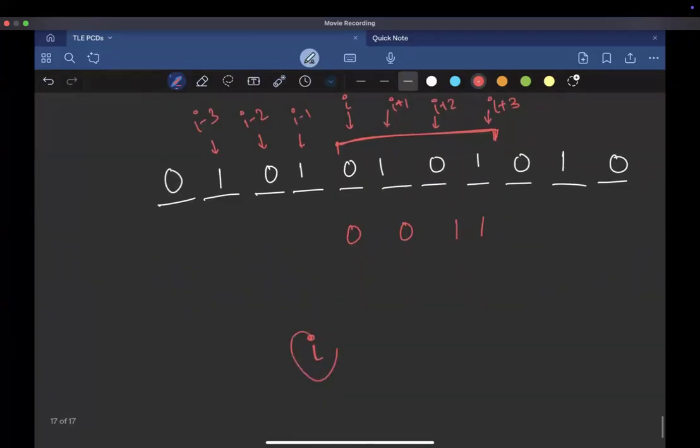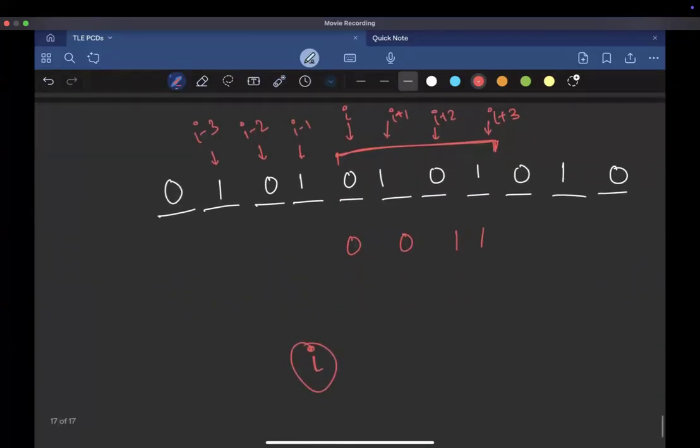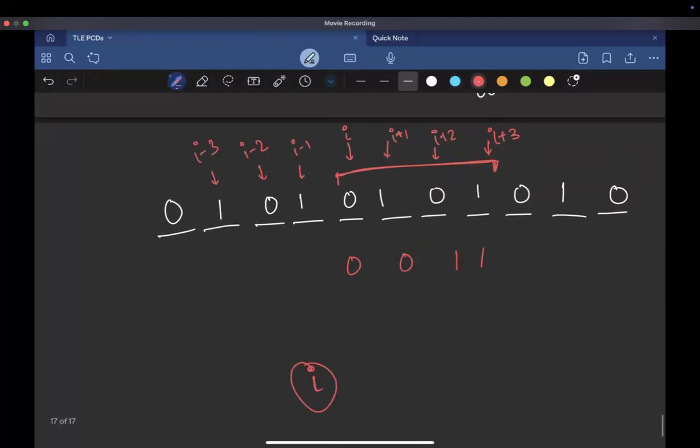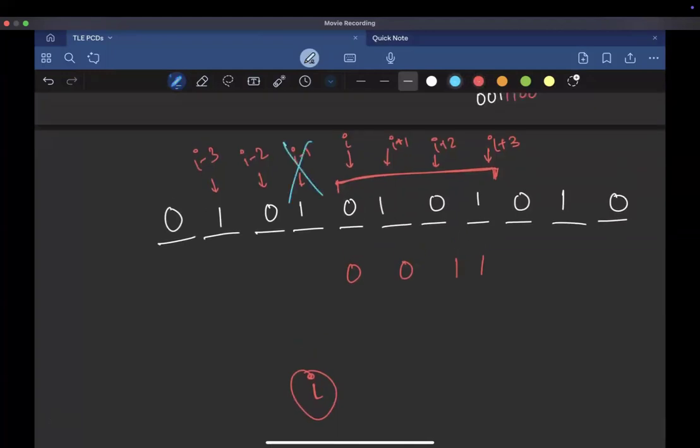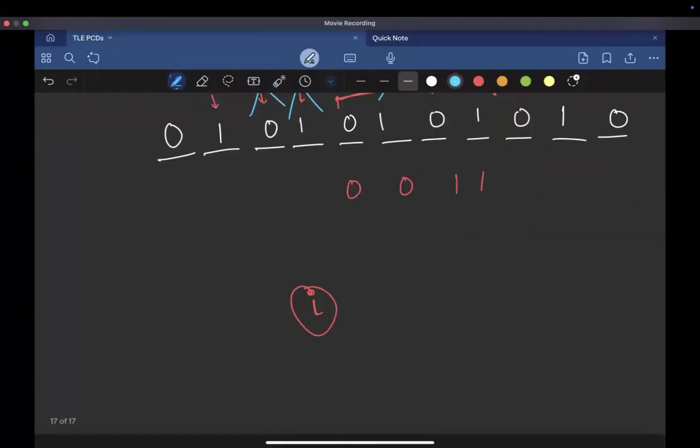Then if you chose some I, you cannot choose I minus 1 or I minus 2 or I plus 1 or I plus 2. Those options would not be there for you. And now, if you choose some index I, then you can still apply an operation on any index j, such that j is less than or equal to I minus 3 or j is greater than or equal to I plus 3.